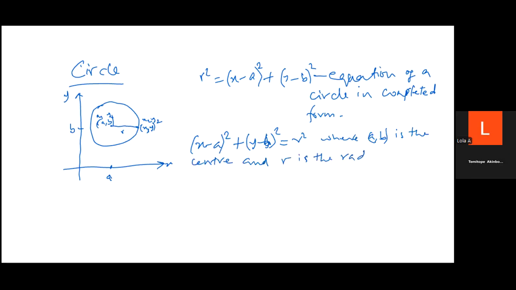So if you are asked to find the center of the circle, that means you are looking for a and b. If you are asked to find a and b, that means you are looking for the center of the circle, as the case may be. Is that clear? Yes, sir. Okay. So let's now see the equation of a circle in expanded form.